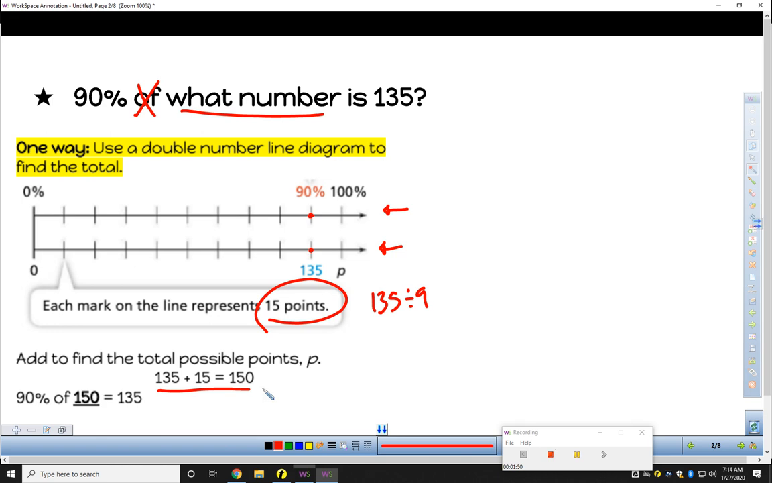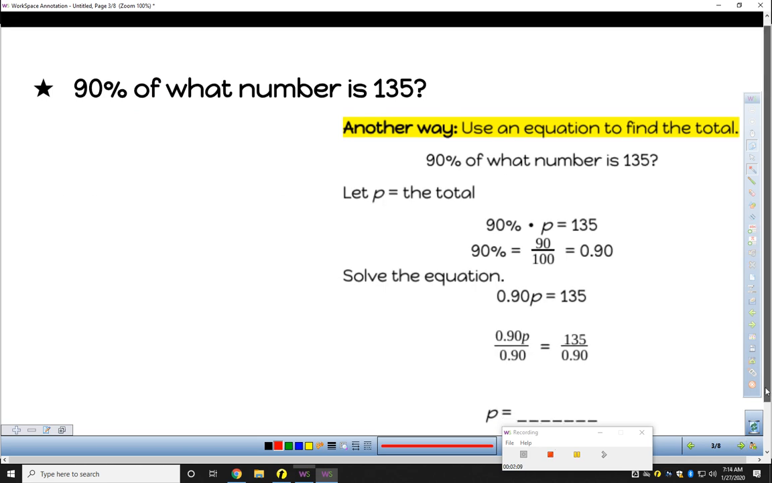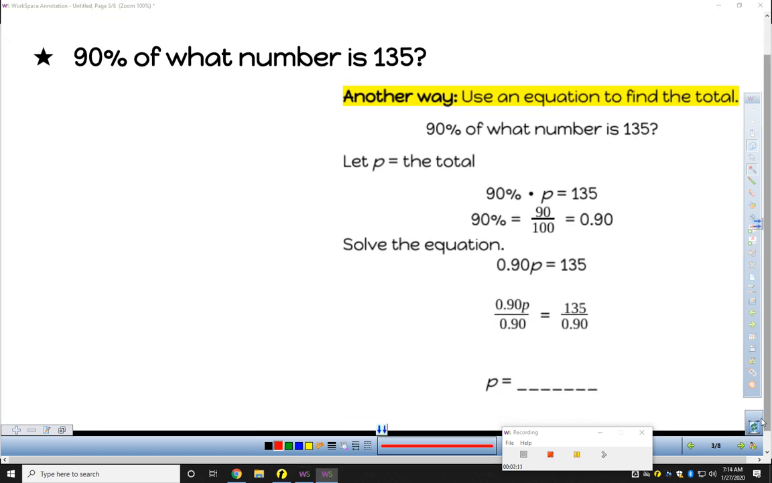Again, I want you to be aware of it. I want you to be able to read it and understand it. Do I think you will draw them to solve problems? Probably not. Okay. The second strategy, though, very efficient and one that I think you will definitely use, is to use an equation. So again, 90% of multiplication, a number, in this case we're going to use P, is 135.